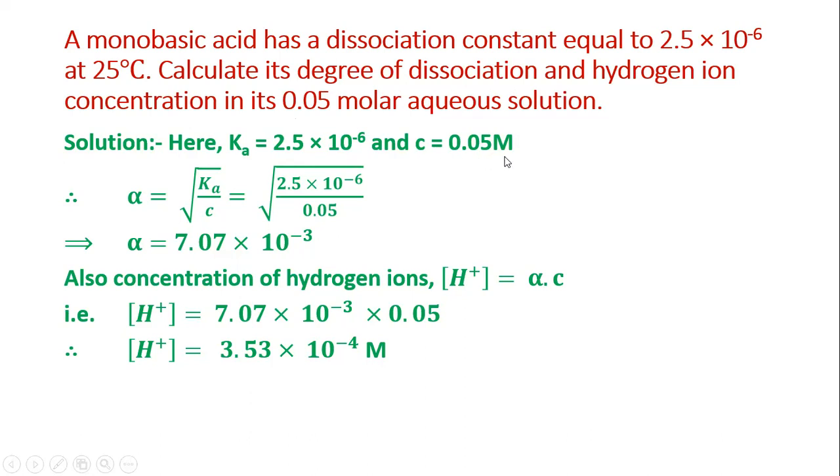Dissociation constant is given as 2.5 into 10 raised to power minus 6, and concentration C is equal to 0.05 molar. So both values can be substituted into the equation for degree of dissociation, that is alpha is equal to square root of Ka by C. Substitute Ka in the numerator and C in the denominator, and you get alpha equal to 7.07 into 10 raised to power minus 3, which is 0.00707. So that is the small value of alpha. It is this small, or even smaller, for weak acids or weak bases.